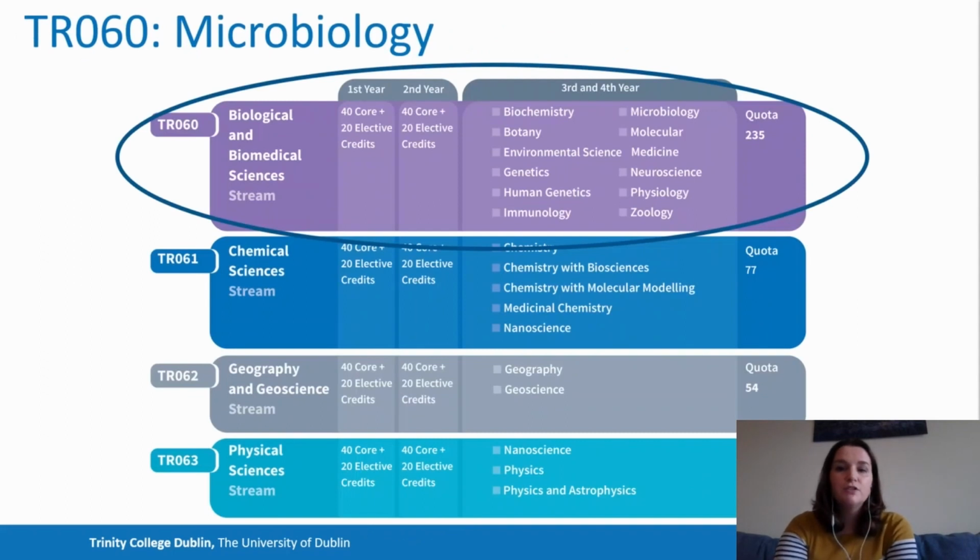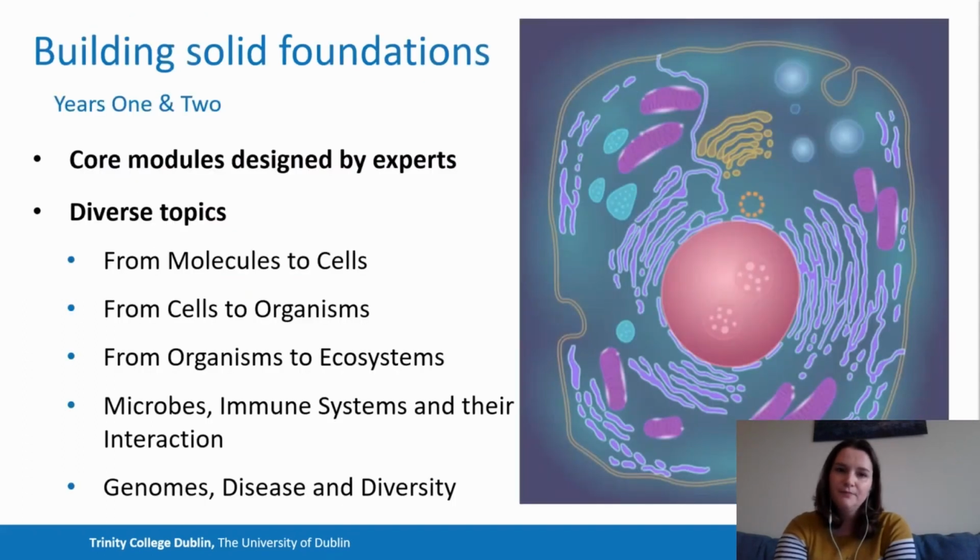To study microbiology at Trinity, you would select the TR060 course for the Biological and Biomedical Sciences stream. You would study core biology courses in first and second year, and at the end of second year, you would choose which course you wish to pursue in your final 2 years. The courses in years 1 and 2 are designed to give you a broad understanding of biology, from molecules to cells and organisms to ecosystems, and microbiology is taught within the core courses in years 1 and 2.